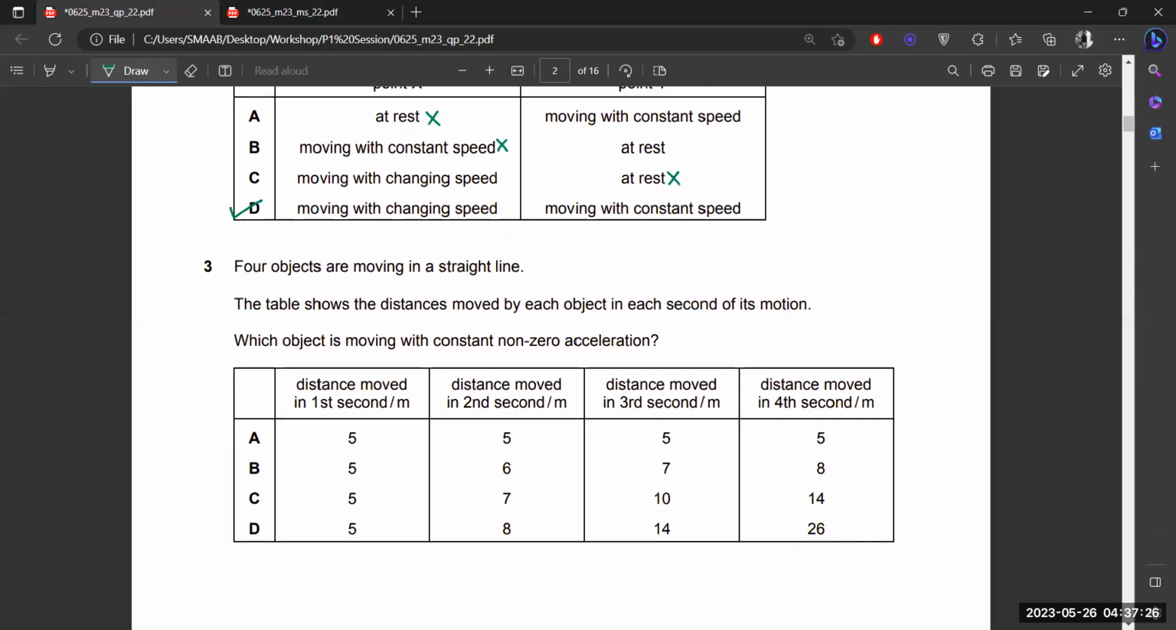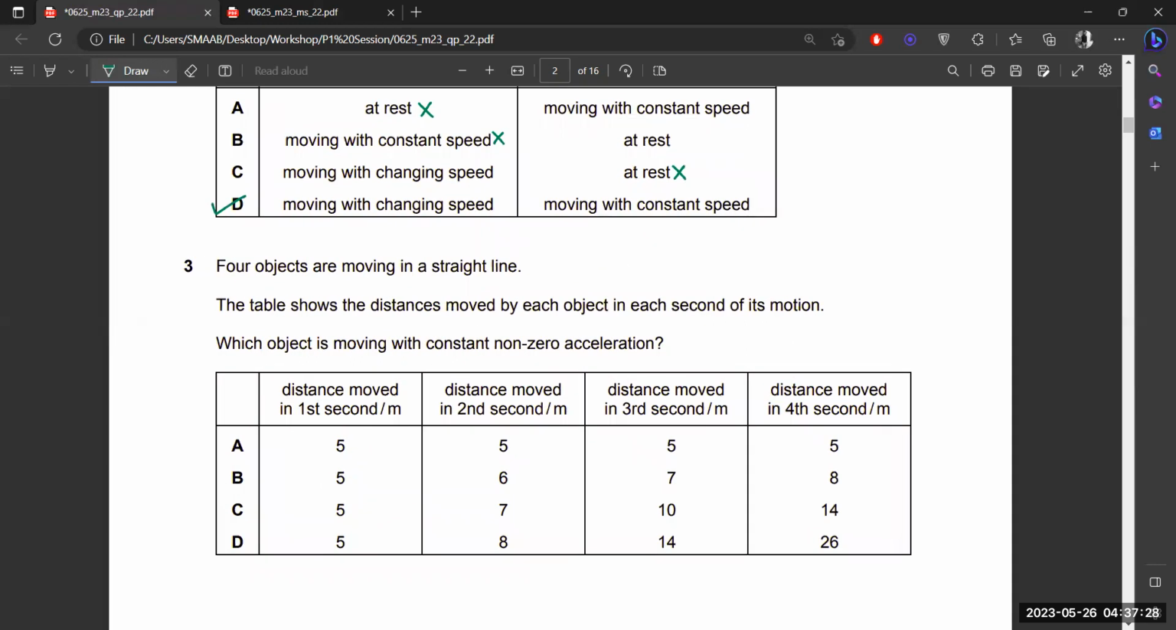Question number 3. The first two questions are very easy. Four objects are moving in a straight line. The table shows the distance moved by each object in each second of its motion. Which object is moving with constant non-zero acceleration? The main concern in this question is constant but not zero. It means the change of distance will be equal with respect to time.